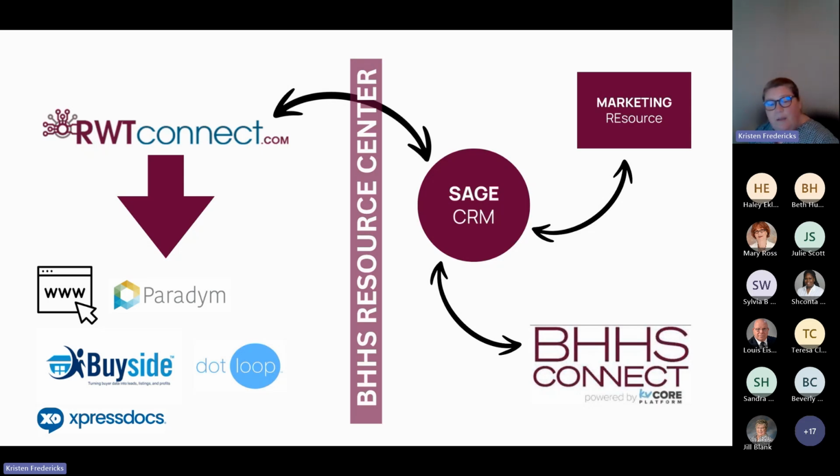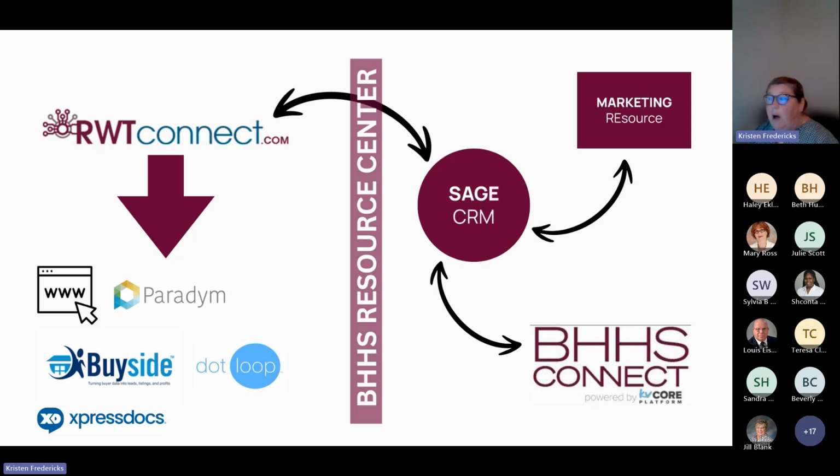So Sage CRM, you'll also hear Sage CRM sometimes referred to as Reflex, and some of the vendors up there referred to as Reflex partners. That means that that data is flexible, literally, Reflex partner. And it means that that data will go back and forth. So any contact that is currently in rwtconnect.com was recently synced up to Sage CRM or Reflex.